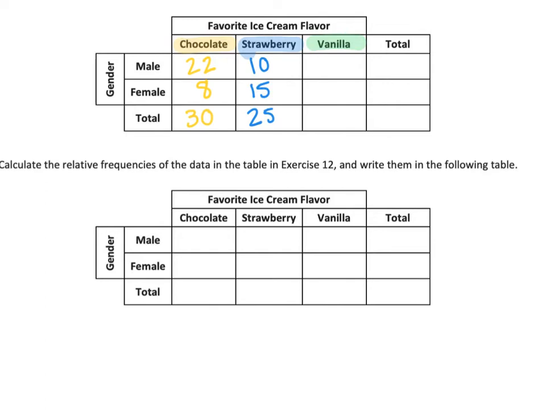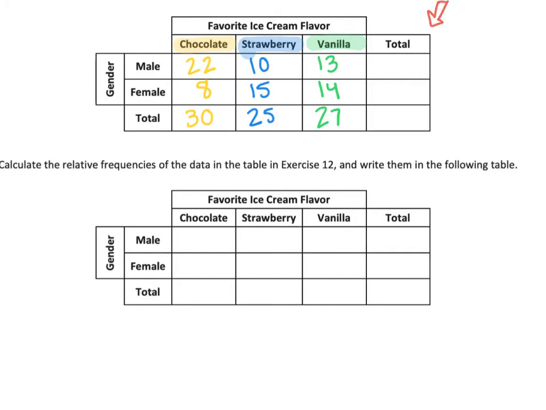All right, and you should have found that there were a total of 27 students who liked vanilla. 13 of those students were males, which means 14 were females. Okay, the last thing we want to do in this two-way frequency table is find our total over here.